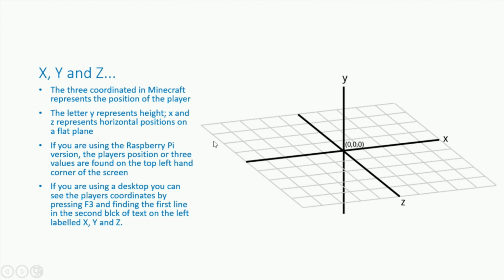If you are using Raspberry Pi, then the player's position is found in the top left hand corner, where there will be three values, each saying X, Y and Z. But if you're using desktop like me, you can see the player's coordinates by pressing F3, and you can find the first line in the second block of text on the left hand labelled X, Y and Z, and you can just see where you are.